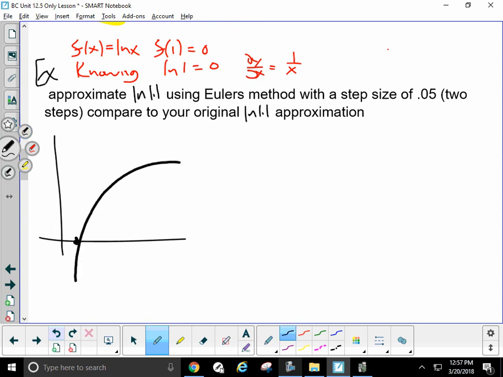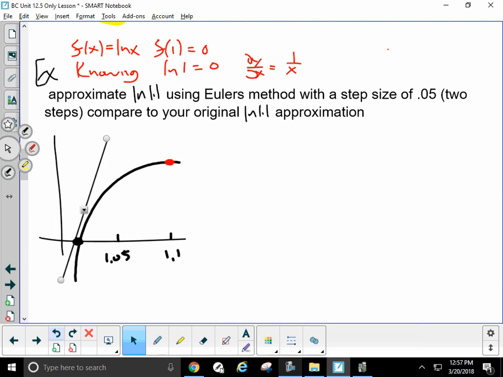Okay, here's the point we know. Here's 1.1, the point we're trying to approximate. What we're going to do is create a tangent line at 1. That'll bring us to 1.05. It just flattens this out a little bit.